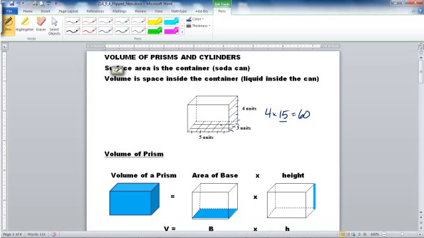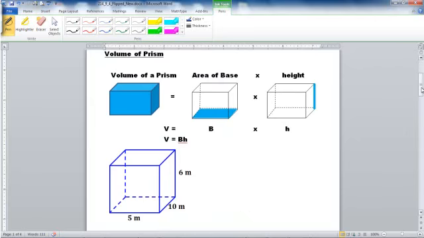volume of that prism. So if we look at our nice formula right here, the volume of a prism is the area of the base, which was the 5 times 3 from up above, times the height. We're going to reference the area of the base with a big B. So there's the formula right there. Volume is equal to the area of the base times the height.